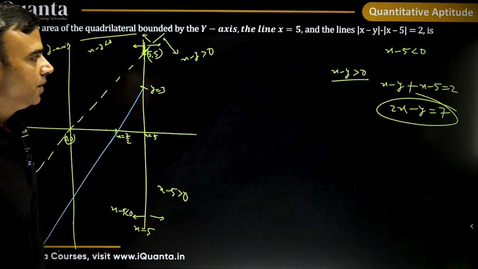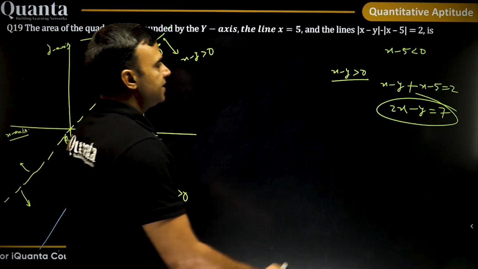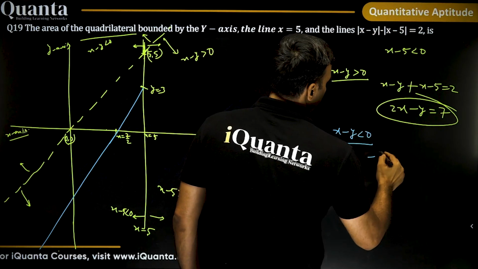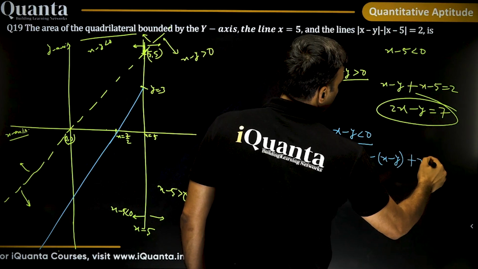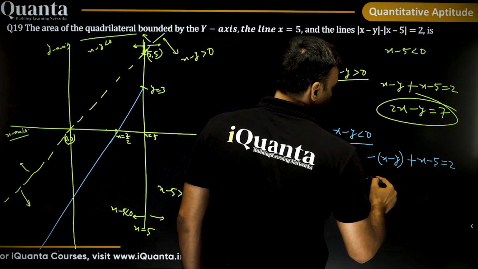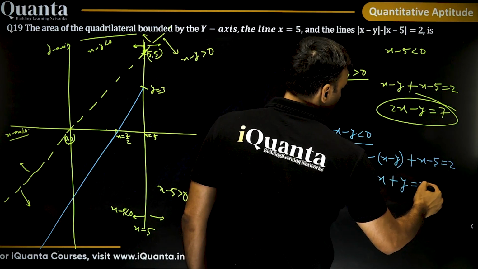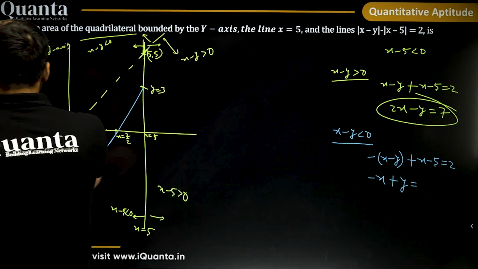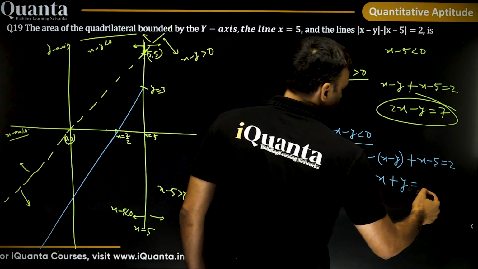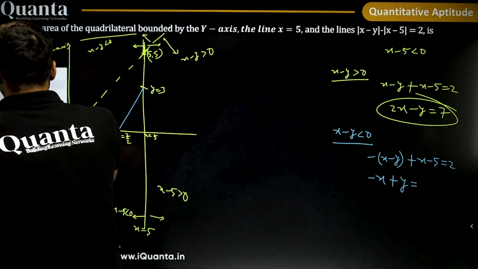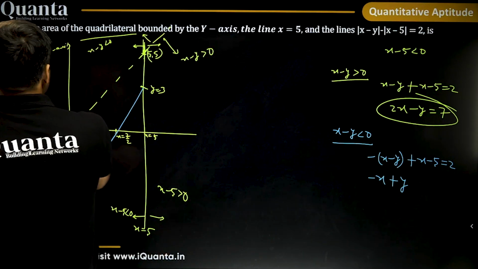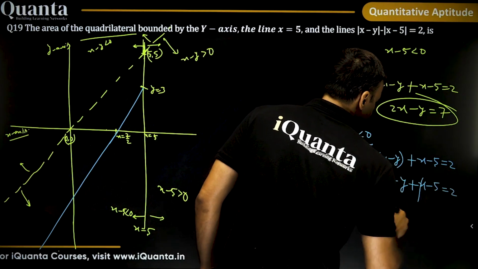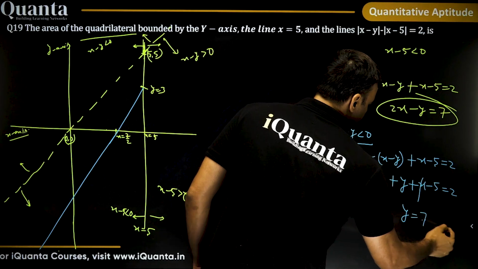Right. Great. And if x minus y is less than 0, in that case, this will become minus of x minus y plus x minus 5, that is equal to 2. So, this becomes minus x plus y plus x minus 5 equal to 2. So x and x cancel, y equal to 7, okay.